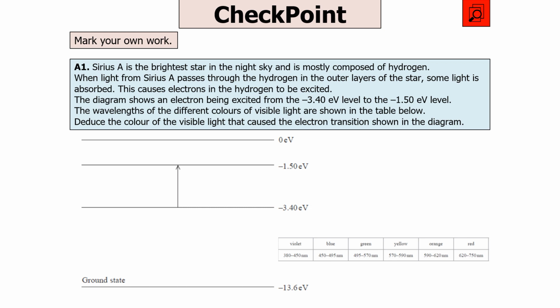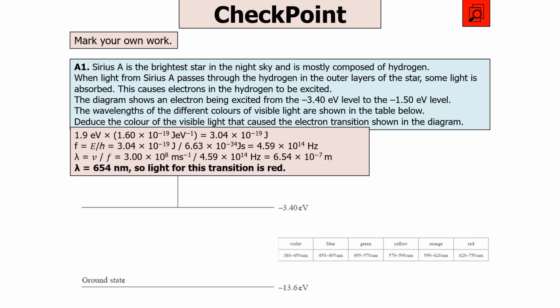So the first thing you do in this question is look at the difference in the two energy levels, and it's 1.9 eV. You then multiply by 1.60 times 10 to the minus 19 to get it into joules, 3.0 times 10 to the minus 19 joules. You can then say frequency is E over h, so you divide by Planck's constant to get the frequency. We can then say the wavelength is c over f, where c is the speed of light. We can use c because it's a photon, so it's traveling at the speed of light. So we get the value to be 6.54 times 10 to the minus 7 meters, which is about 654 nanometers. So therefore the light, when you look at the table, must be red.